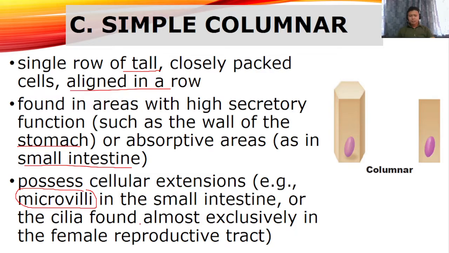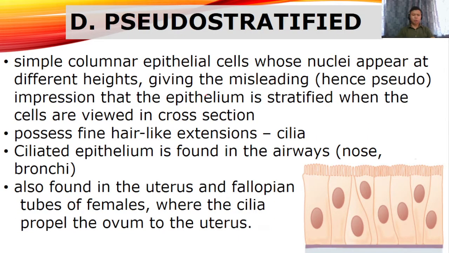The cilia, found almost exclusively in the female reproductive tract, also contains simple columnar epithelial tissue. Okay, so they usually excrete materials which keeps the female reproductive tract clean and prevent infection from invading those particular regions. Moving forward, here we have the pseudostratified epithelial tissue.